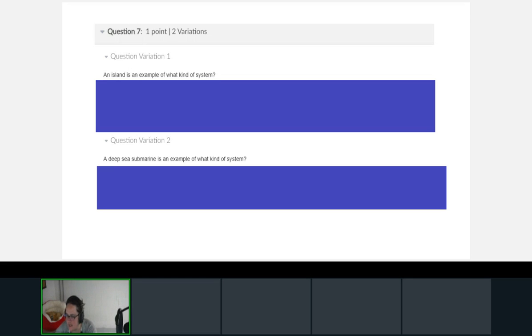An island is an example of what kind of system? And remember, we talked about two kinds of systems. We talked about closed systems and we talked about open systems. Closed systems being things or matter cannot enter or leave the system. An example that we talked about in class was a closed bottle of tea. So energy could come and go, but matter cannot leave or enter. An open system would be where matter can enter and leave.